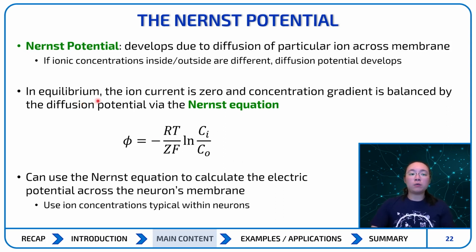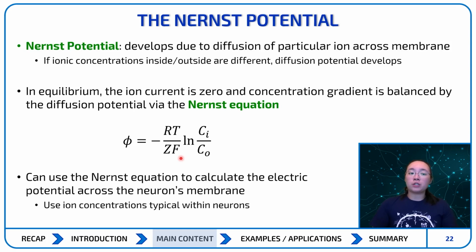First of all, in equilibrium, we know that the ion current has to be 0. That means the concentration gradient is going to be balanced by a diffusion potential through the Nernst equation. So if your ion current is 0 and the flux is 0, there has to be a potential maintained across the membrane, because one side is going to have a higher concentration of an ion than the other side. So the Nernst equation is this. We've seen it before, I don't have to go through it again. But we can use the Nernst equation to calculate the electric potential across the neuron's membrane.